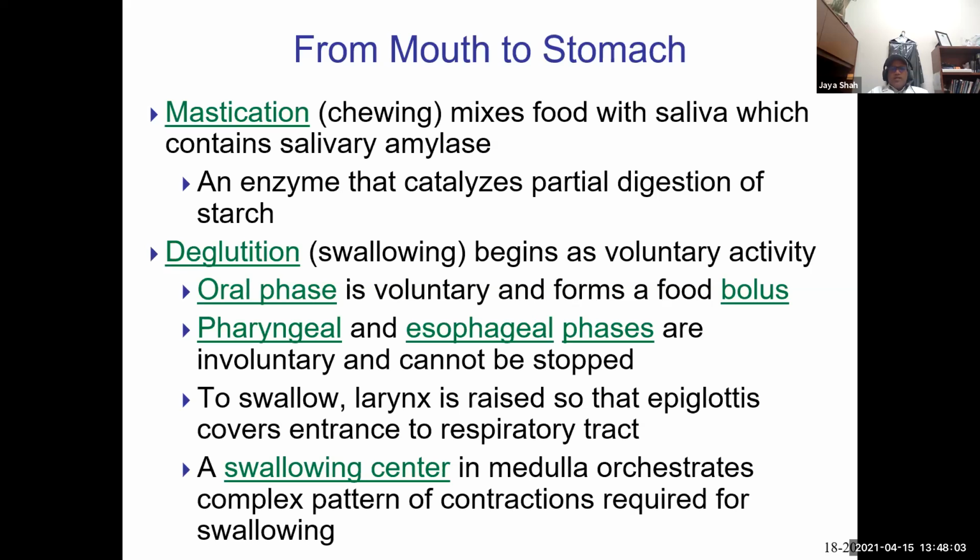Pharyngeal and esophageal phases are involuntary and cannot be stopped. The upper part of the pharynx is pretty much voluntary, but once it goes into the esophagus, you cannot bring it out. That is involuntary because there are several muscles, a group of muscles working together. To swallow, the larynx is raised so that the epiglottis covers the entrance of the larynx, and food passes towards the esophagus. And all these functions are organized by a master organ in your head. Which organ? Medulla oblongata. Okay?